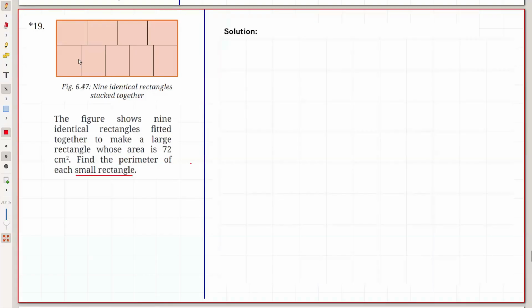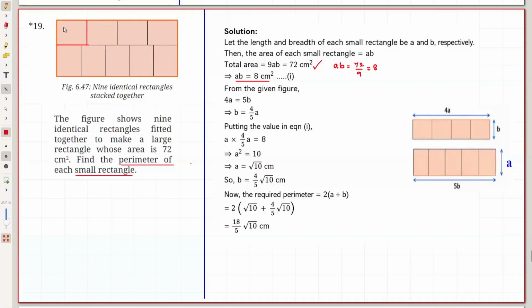Here all the rectangles are of equal shape, but they have been arranged in different orders. Here they have arranged length into breadth, and in this, they have arranged breadth into length. Everything is of equal shape. In this piece, we can consider this as A and this as B, length into breadth. So area of the rectangle is length into breadth, AB.